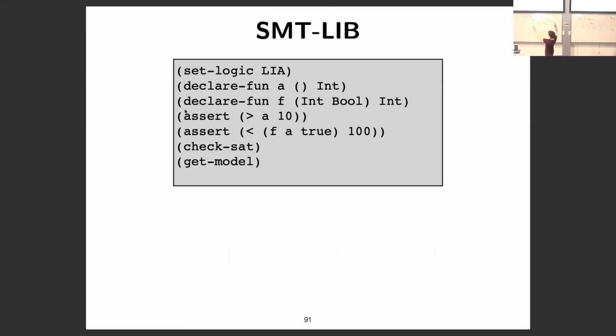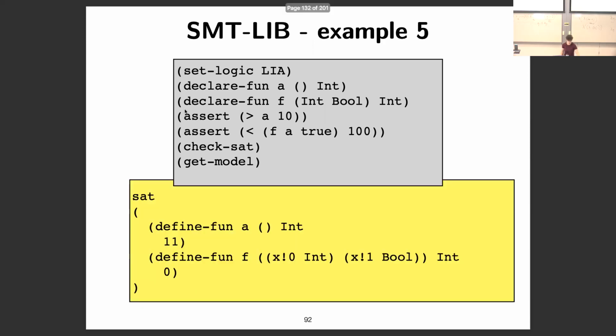So here the logic is linear integer arithmetic. I've declared a variable A. You declare everything as functions, and if you want a variable, what you actually want is a nullary function. Then I've said that A is greater than 10, and that f(A) true must be less than 100. If I run an SMT solver on this, this is what it gives me: a definition for A, and also a definition for the function f. The function f just returns 0 for all inputs.